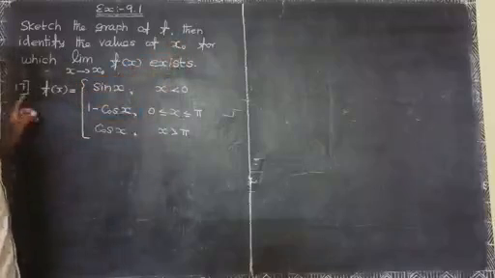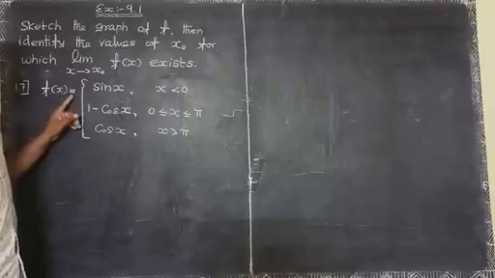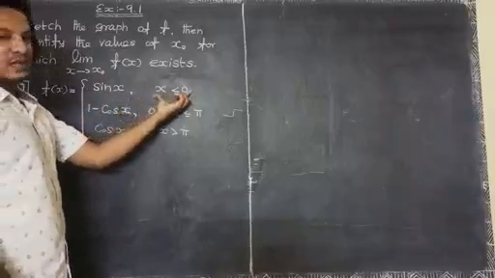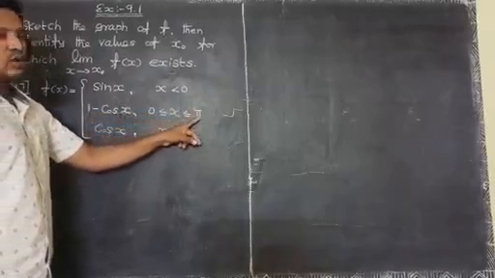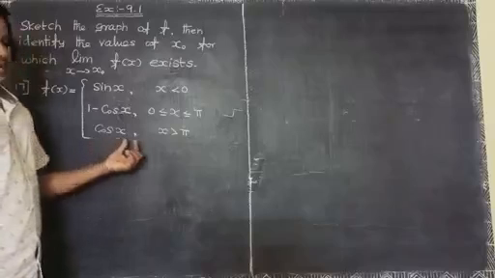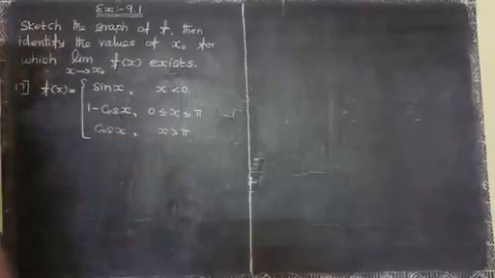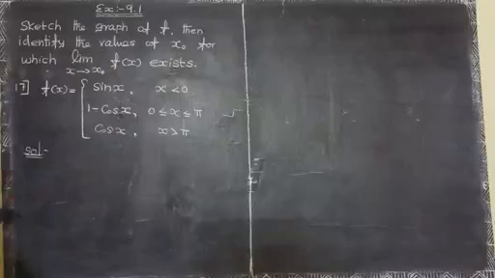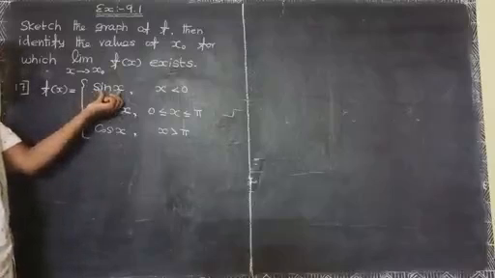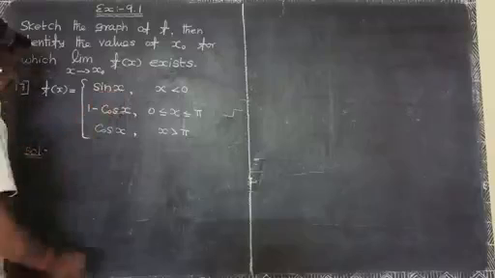Okay, question number 17. f of x equals sin x for x less than 0, 1 minus cos x for 0 less than or equal to x less than or equal to pi, and cos x for x greater than pi. Here is the solution. We know the sin x curve, isn't it?